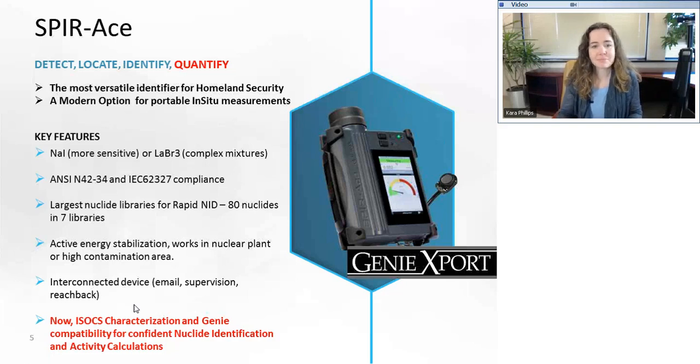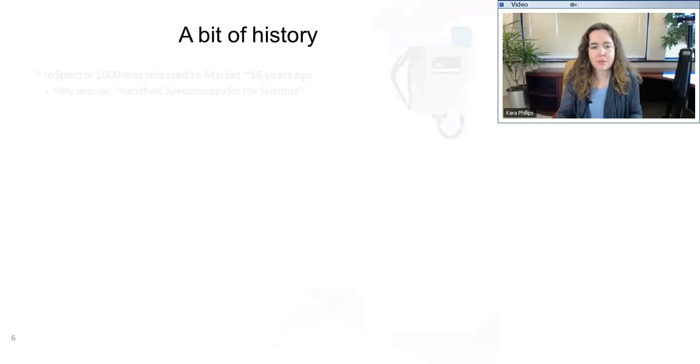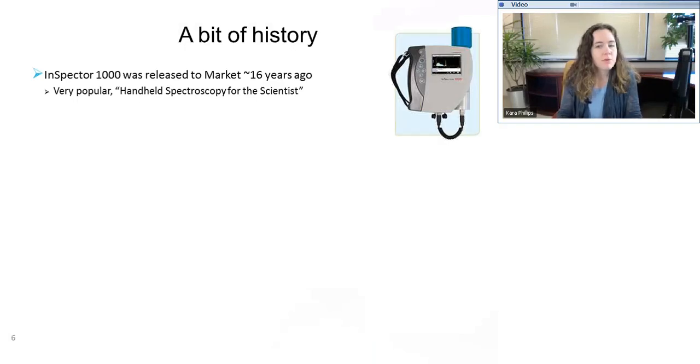Okay. So first, a little bit of history. The Inspector 1000, some of you may have been aware of this. This was a really popular device that we released, and to be honest, it still is pretty popular. It released about 16 years ago, and some of the feedback that I've heard is that it's a handheld spectroscopy for the scientists, meaning that it does more than a classical RID device might do, and it really does that quantification and even the uncertainty on that quantification. So you can get those details and the kind of spectroscopy you'd want for a really extensive analysis of the measurement that you're looking at.